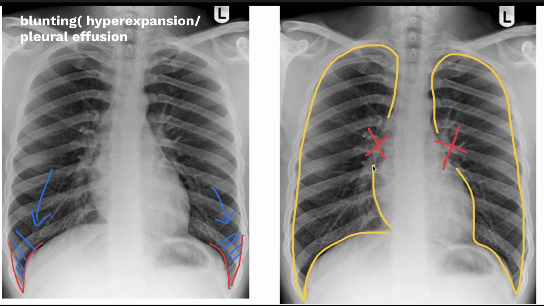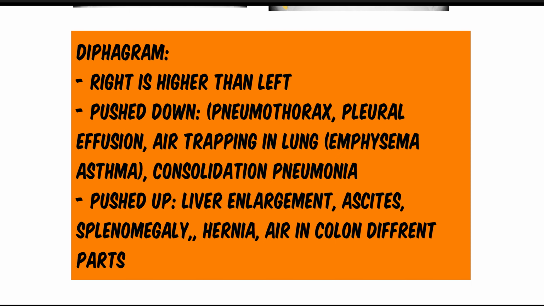Now you usually start off with the right lobe, so you go down and then you follow the edges of the lung and then you look around. If there's something wrong with the pleural space, there'll be two lines with a black or white shadow inside it, which we'll talk about in the next video. The diaphragm is very important because the right diaphragm is usually higher than the left. If it's pushed down, it can be due to a pneumothorax or a pleural effusion or air trapping in the lung, such as emphysema or asthma, or a consolidation in the case of a pneumonia.